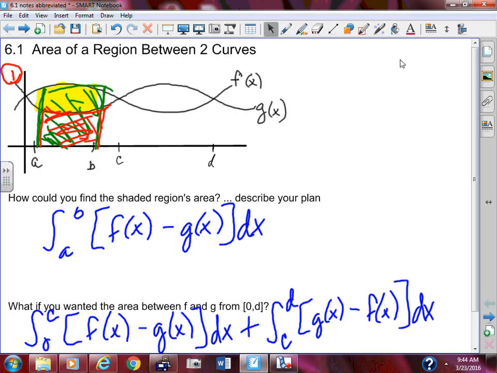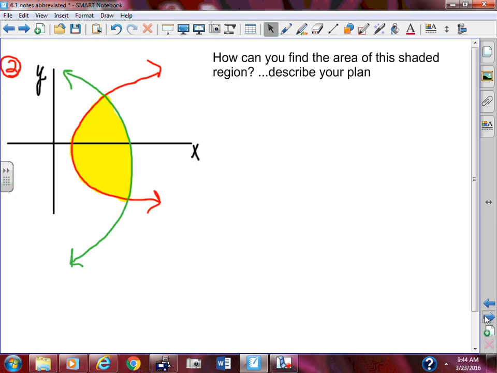All right, now look at question number 2. And on this one, will you agree that looking at it as an upper function minus a lower function poses a problem? All right. The problem is that the upper and lower is both using the red function over here. That is not going to help us.